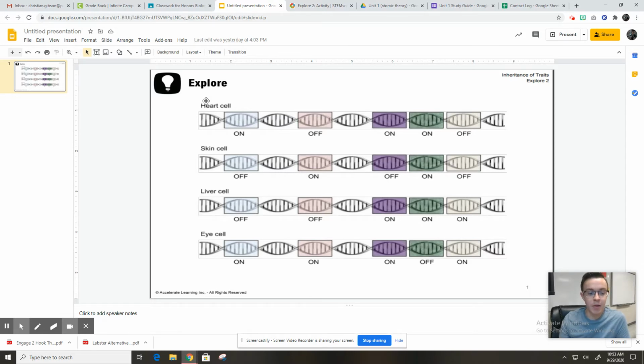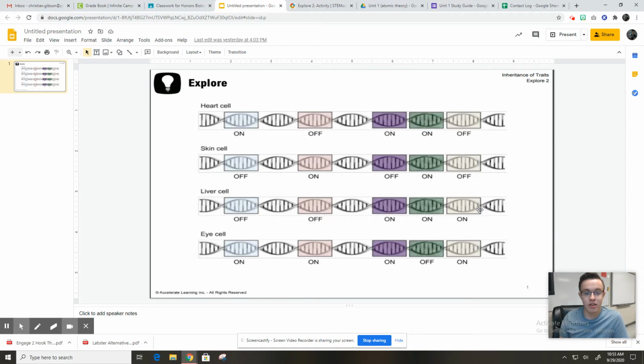And if you look at the skin cell, the liver cell, and the eye cell, here's what you notice. They all have the same genes. They all have blue, pink, purple, green, and yellow. They all have the same genes, just like in your body in real life. All of your cells in your body all have the same genes. They all have the same DNA. We've talked about that in Unit 1. Now, what you have to be able to pick out today is what makes them different.